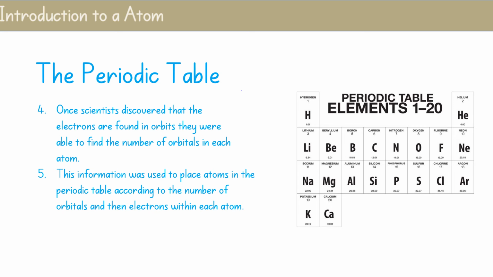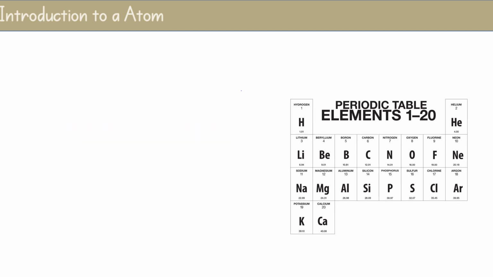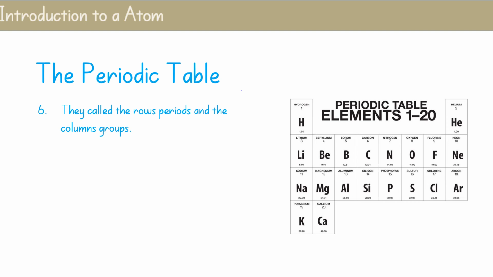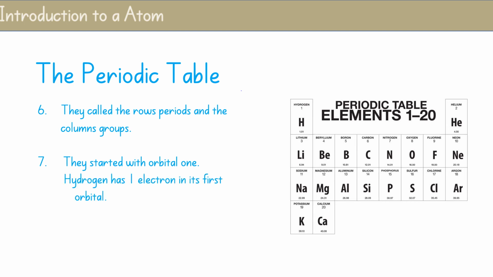Here is a simplified periodic table of the first 20 elements. They called the rows periods and the columns groups. They started with orbital 1. Hydrogen has one electron in the first orbital. Helium has 2 electrons in its first orbital.